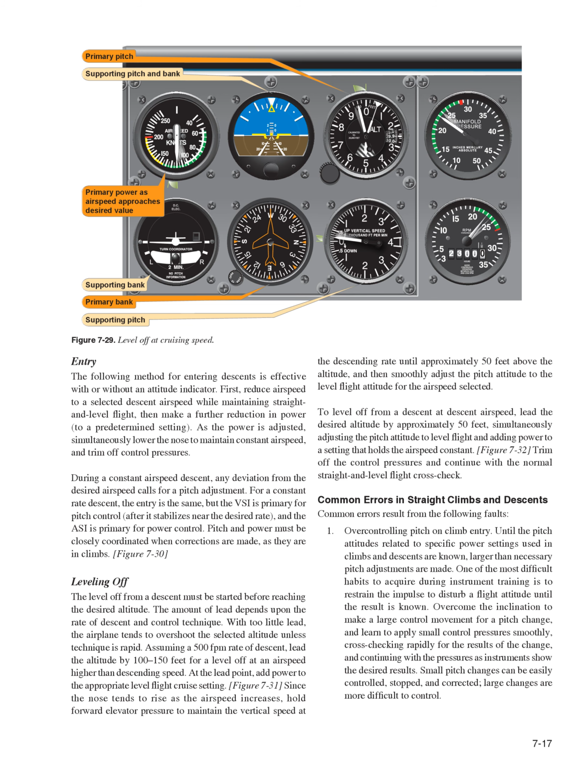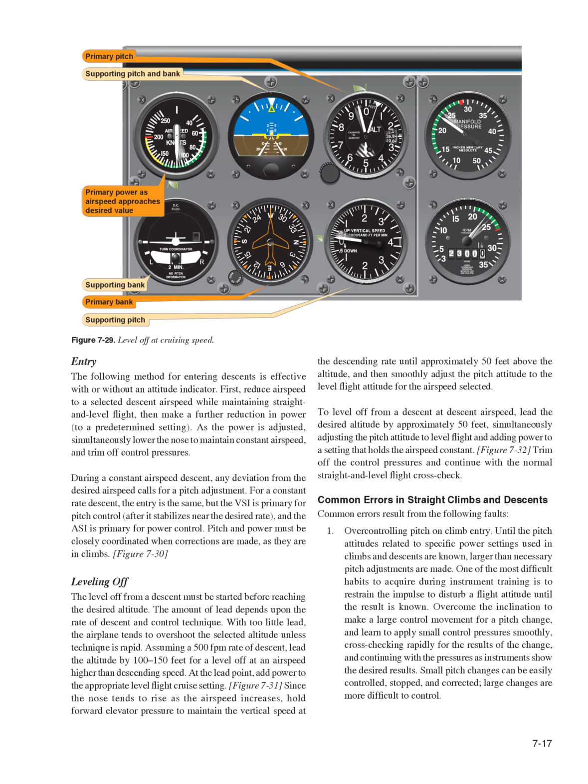For a constant rate descent, the entry is the same, but the VSI is primary for pitch control after it stabilizes near the desired rate, and the AC is primary for power control. Pitch and power must be closely coordinated when corrections are made, as they are in climbs. Figure 730. Leveling off: the level off from a descent must be started before reaching the desired altitude. The amount of lead depends upon the rate of descent and control technique.